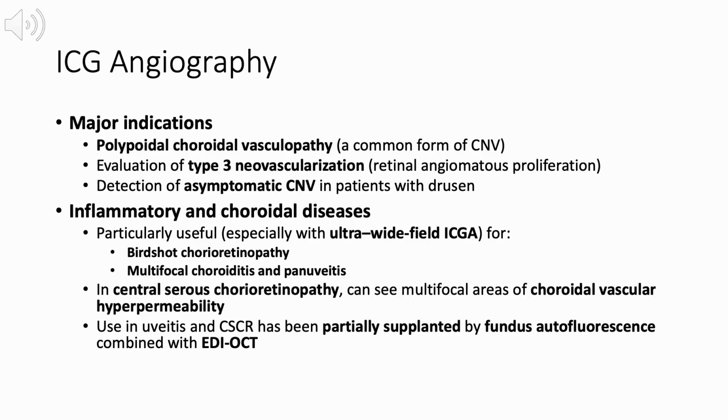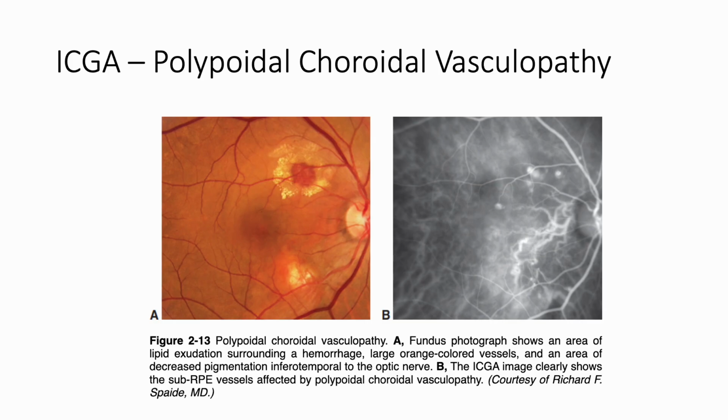It is also important to recognize evolving practice patterns. In some settings, the role of ICGA in uveitis and central serous chorioretinopathy has been partially supplanted by fundus autofluorescence combined with enhanced depth imaging OCT, reflecting the growing use of non-invasive multimodal imaging in retinal and choroidal disease. To illustrate one of the key indications for indocyanine green angiography, this slide focuses on polypoidal choroidal vasculopathy. This condition represents a common form of choroidal neovascular disease in which pathology arises primarily within the choroidal circulation and beneath the retinal pigment epithelium, making ICGA particularly valuable.